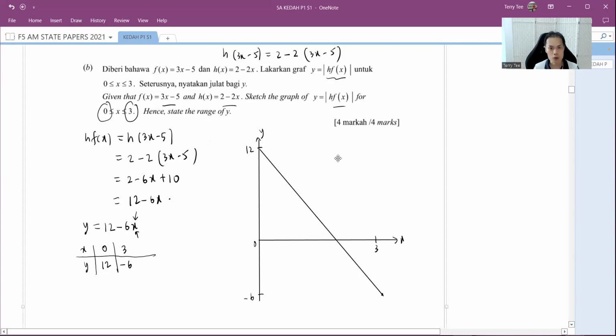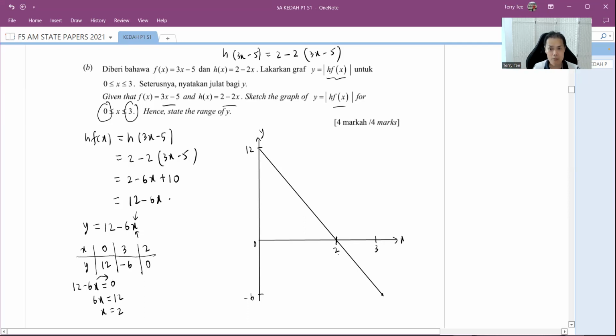Now, this is before you take the modulus. This is a straight line graph of 12 minus 6x. Notice the graph actually intercepts the x-axis. Normally, when you sketch a graph, we need to show the x-intercept and y-intercept. X-intercept happens when your y is 0. So I'm going to let my y be 0. Let's take 12 minus 6x equals 0. 6x is now 12. I bring this over, and x is now 2. So we know it will intercept the x-axis at 2.